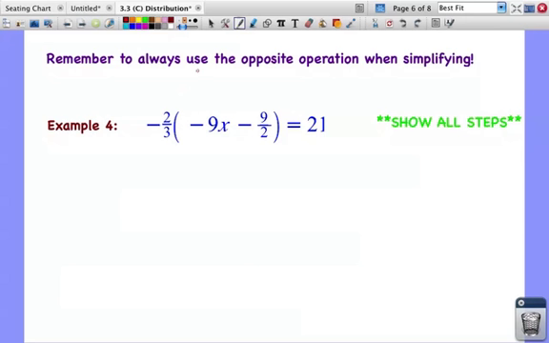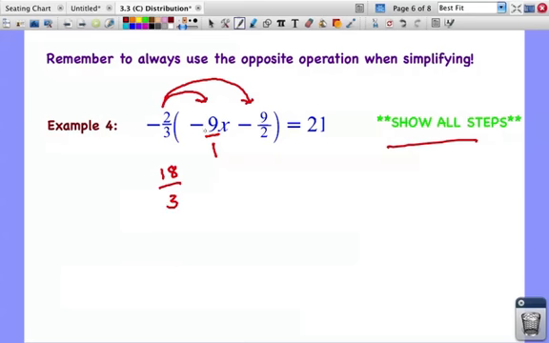Okay, last example. Remember, always use the opposite operation when simplifying, and also remember to show all your steps. More fractions, you guys, but again, it doesn't change our process. I'm going to take -2/3, and I'm going to distribute it to both pieces inside my parentheses. Okay, so this is -2/3 times -9. So if I just put -9 over 1, okay, let's look. I'm going to have 2 times 9, which is 18. 3 times 1 is 3.